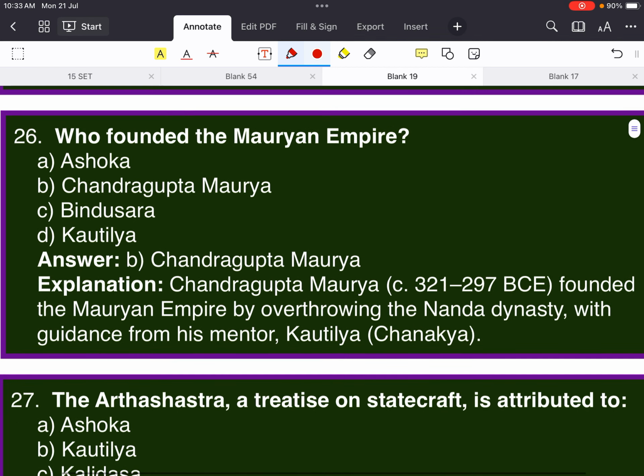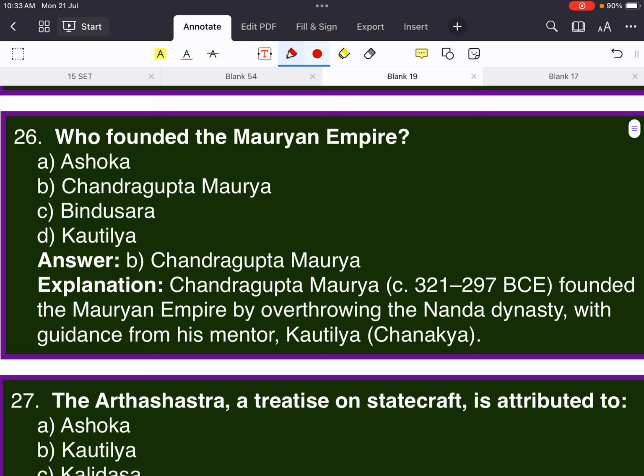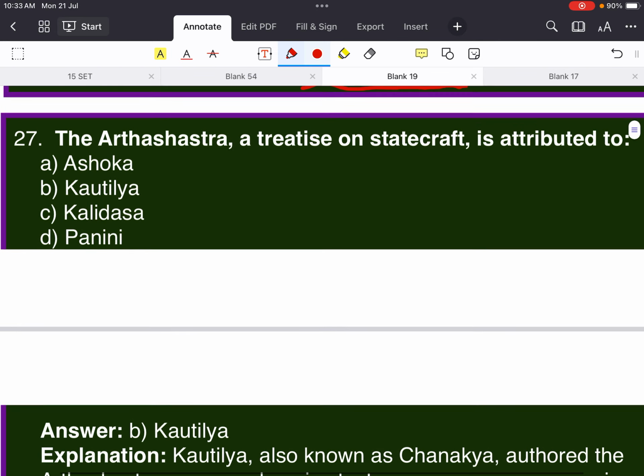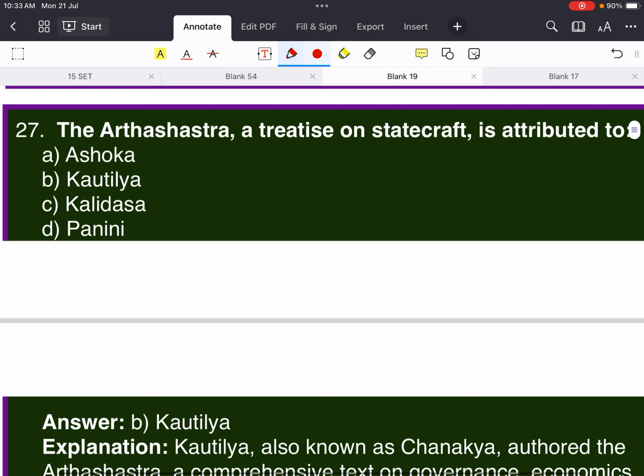Question number 26. Who founded the Mauryan Empire? That is option B, Chandragupta Maurya. Chandragupta Maurya founded the Mauryan Empire by overthrowing the Nanda dynasty with guidance from his mentor Kautilya or Chanakya. This is to be remembered. The Arthashastra, a treatise on statecraft, is attributed to Kautilya. Option B.